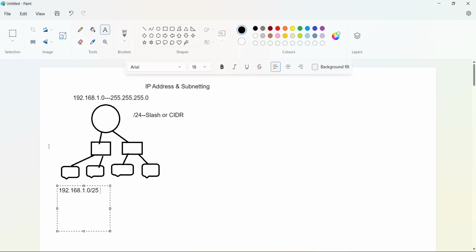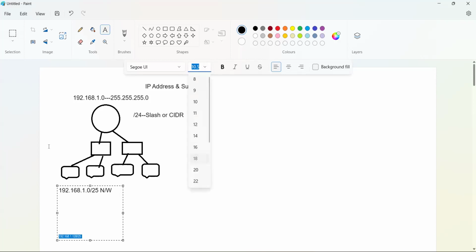This value is the network value, and the last range of this value is 192.168.1.128. This is the last value of this range, and the subnet mask is this one. How we get it, we'll discuss now. Now this is the one range.